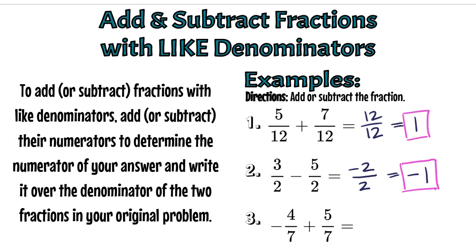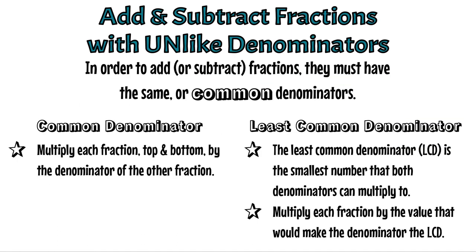Pause the video and try number 3 on your own. Hopefully you paused the video and you saw that negative 4 plus 5 gives us a positive 1, and then we write it over the denominator 7 that the fractions both share. So negative 4/7 plus 5/7 is positive 1/7. That was the easy part.